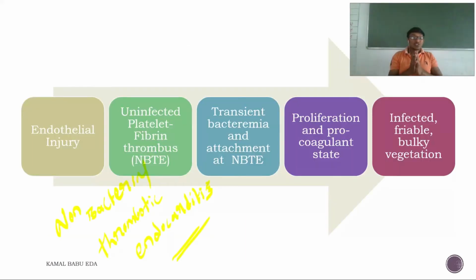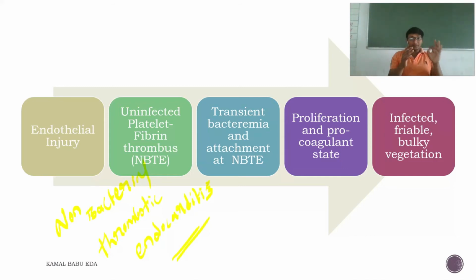Coming to the pathophysiology of endocarditis, mainly whenever there is endothelial injury, there we can observe an uninfected platelet-fibrin thrombus. This is called non-bacterial thrombotic endocarditis. Here the transient bacteremia comes and attaches to the thrombus formed over there, and you can observe proliferation and a procoagulant state, and later it goes to an infected, fibrous and bulky vegetation. So the endocarditis can be seen over here.